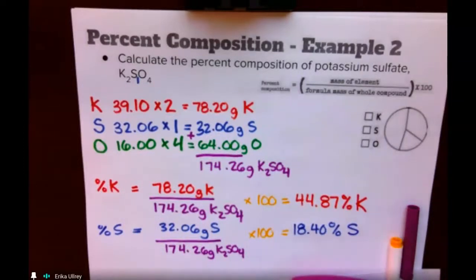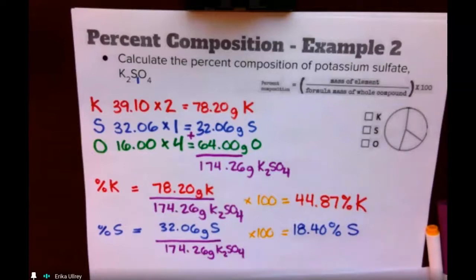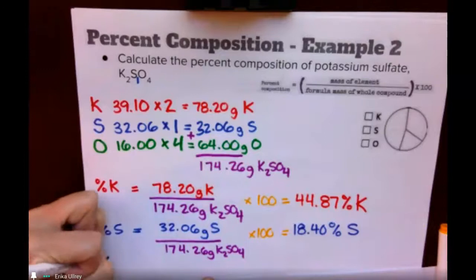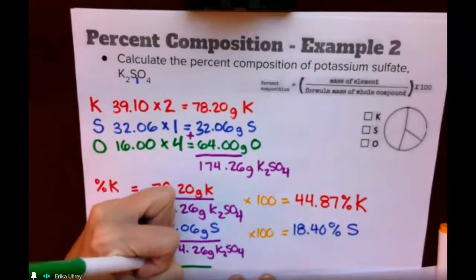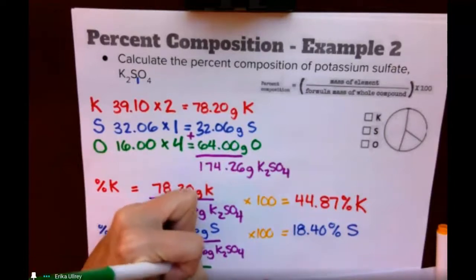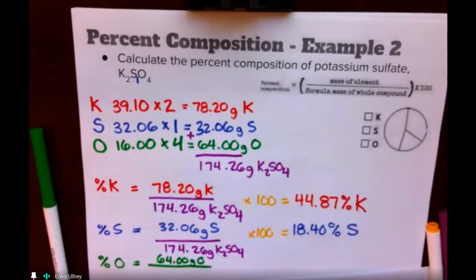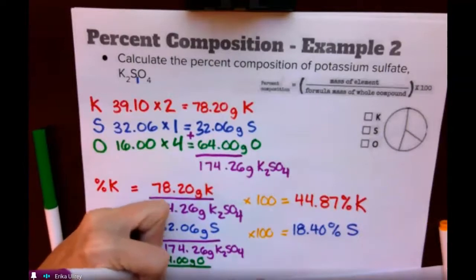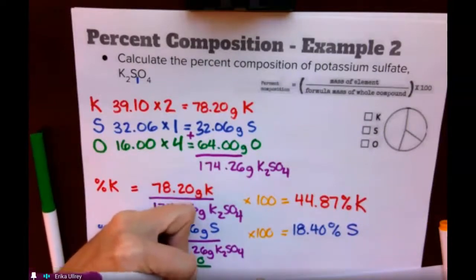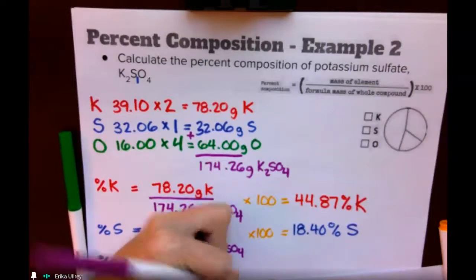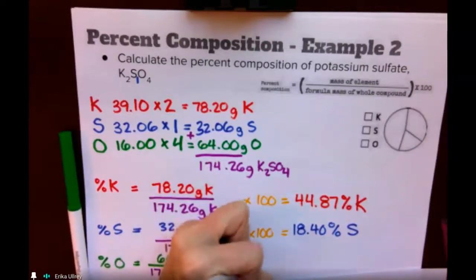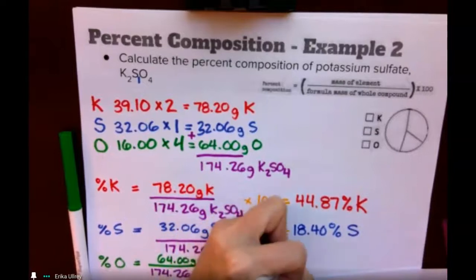And then we have to do our final one, which is going to be our oxygen. So I think we have this down. So this is going to be 64 on top, grams of oxygen. Our total mass, which is 174.26 grams of K2SO4, times our 100.